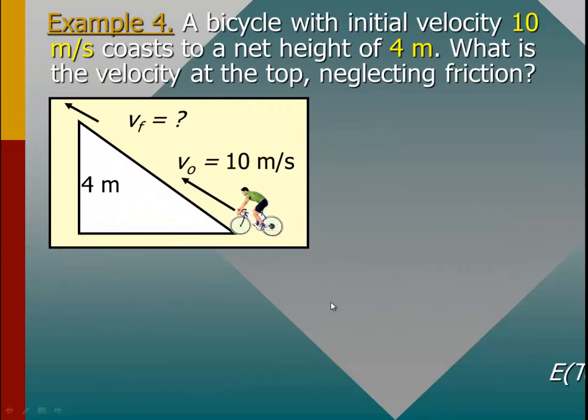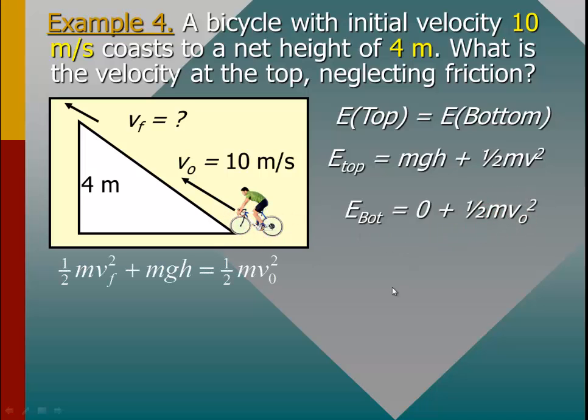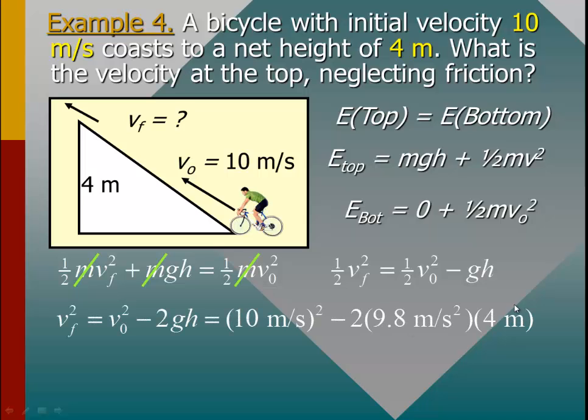A bicycle with initial velocity of 10 meters per second coasts to a net height of 4 meters. What is the velocity at the top, neglecting friction? So the energy at the top has to equal the energy at the bottom. At the top, it has potential and kinetic, and at the bottom, it just has kinetic energy. There was no height. So now we set the top equal to the bottom. The masses cancel. We can multiply everything by 2 and solve for the final velocity, in which case we get 4.65 meters per second.